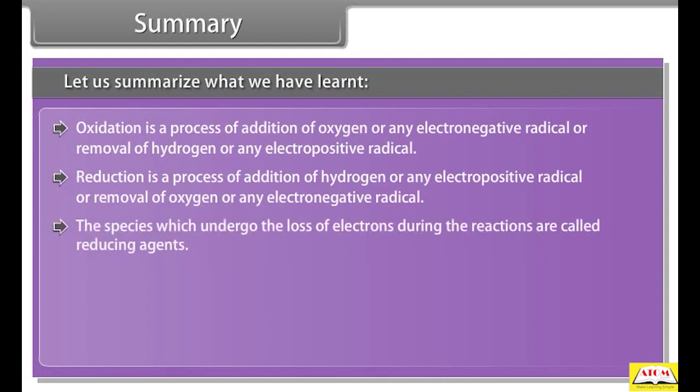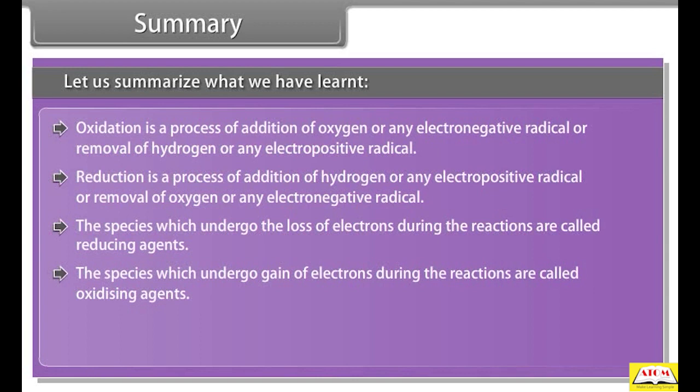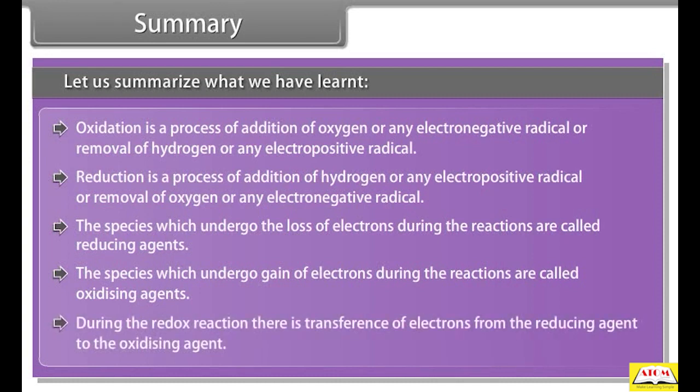The species which undergo loss of electrons during the reactions are called reducing agents. The species which undergo gain of electrons during the reactions are called oxidizing agents. During the redox reaction, there is transference of electrons from the reducing agent to the oxidizing agent.